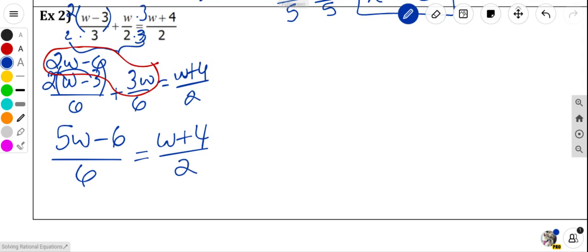And so now here's our proportion. At this point, we would just cross multiply. One thing I want to point out is these two denominators do not need to be the same. That doesn't matter because they're on different sides of the equal sign, and we're going to just cross multiply.